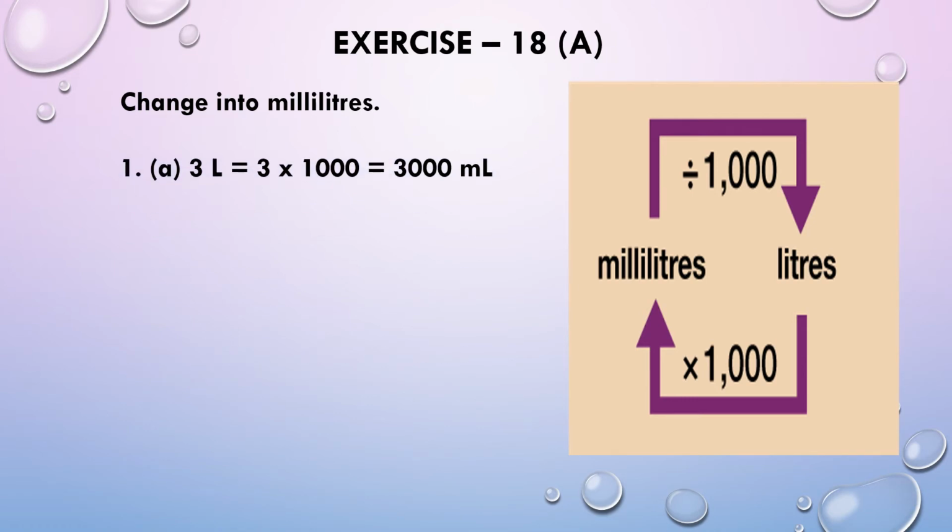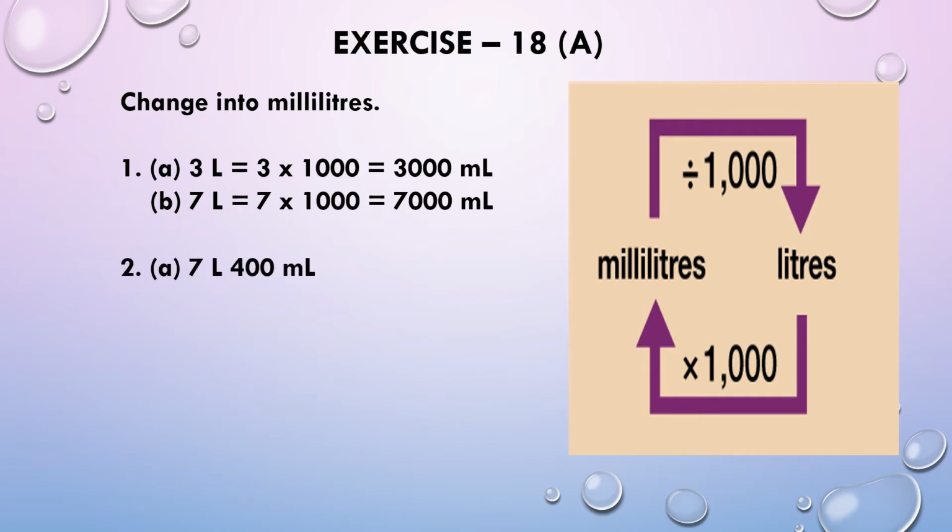Now 3 liter is equal to, you will multiply with 1000, it will be 3000 ml or milliliters. B part 7 liter. Now again you multiply by 1000, 7 with 1000, you will get 7000 ml. See the second question, children. Second A part, 7 liter 400 milliliters. This you have to change into milliliters, children.